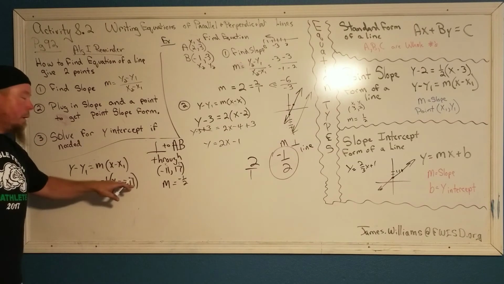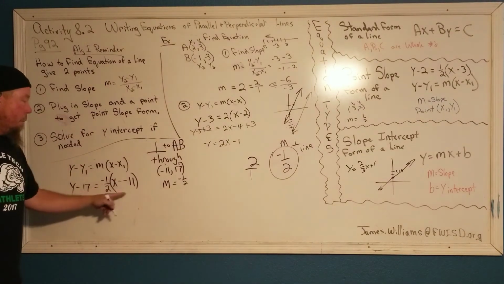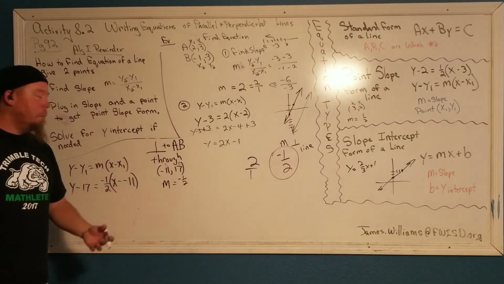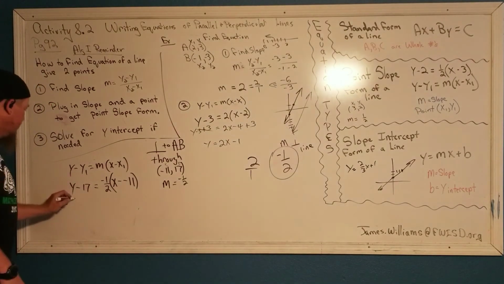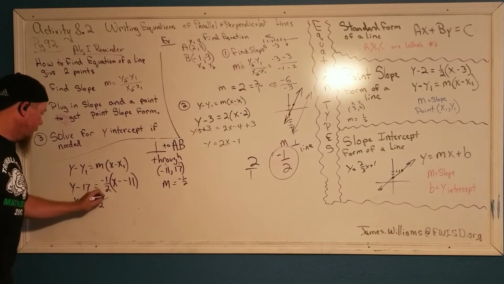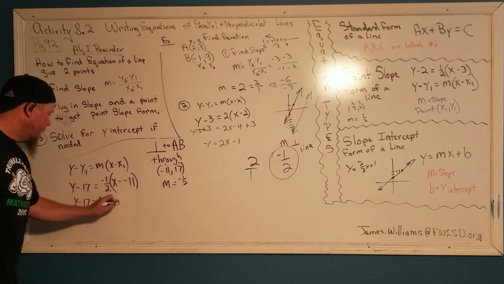I know that a negative times a negative is going to turn into a positive. I know this is going to be x plus 11, but I write the minus just to check myself, to make sure I don't miss something. And now I'm going to rewrite this. So I'm going to rewrite this as y minus 17 equals negative 1/2 times x plus 11.